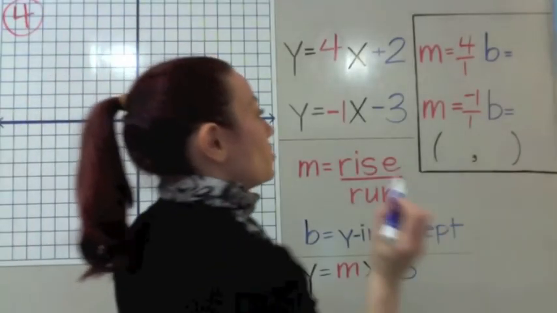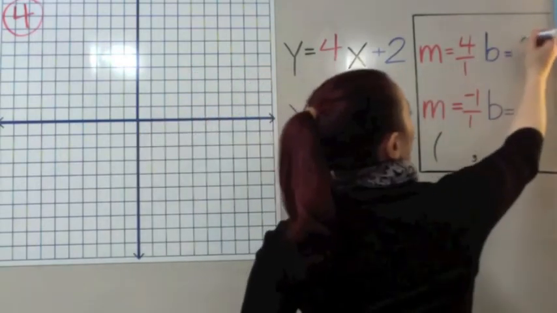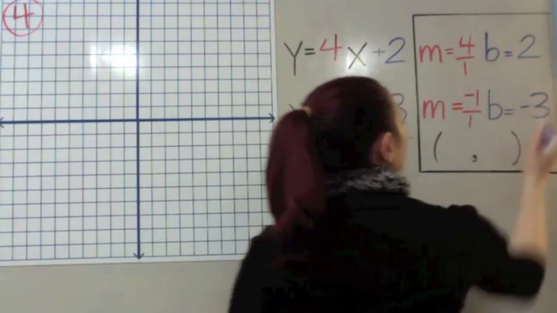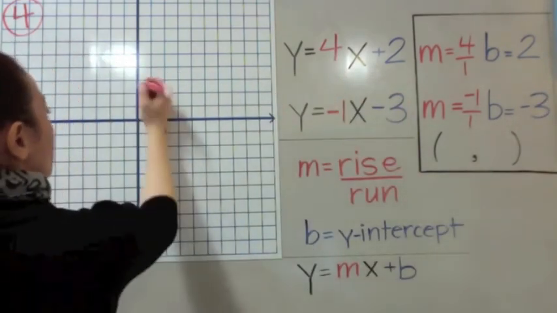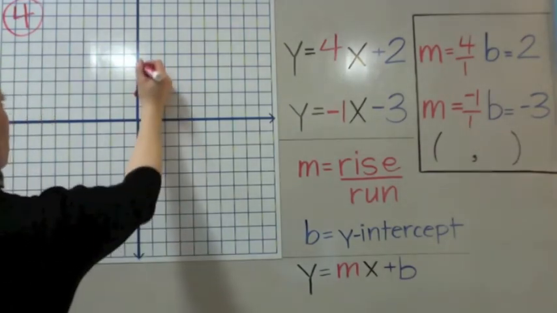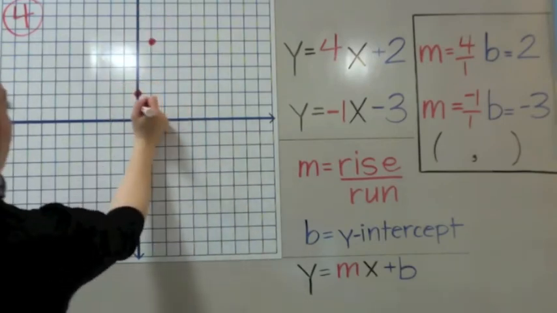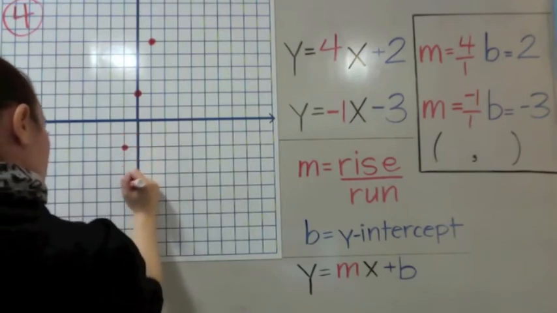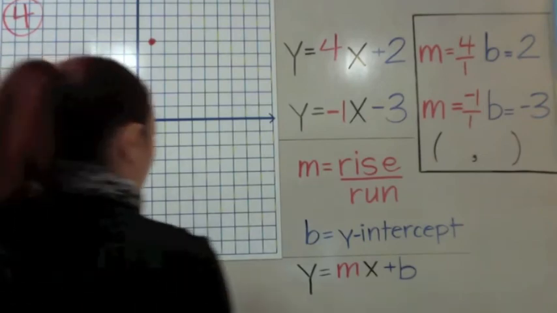All right, so let's graph the lines just to make sure. The y-intercept here is 2. What's the y-intercept for this one? -3. That's great. All right, let's graph the first line. We're going to start at 2 on the y-axis, and then we're going to go up 4 over 1. Let's go ahead and go down in the other direction, down 4 over 1. Let's do it one more time, down 4 over 1. And then we're going to have our line here.